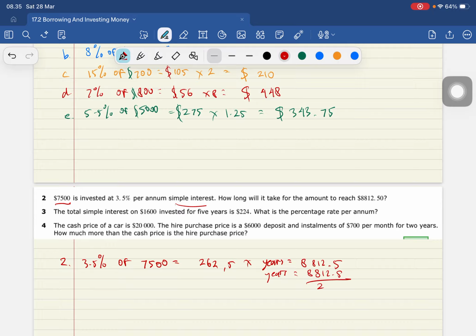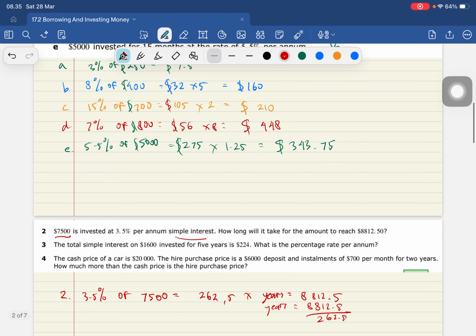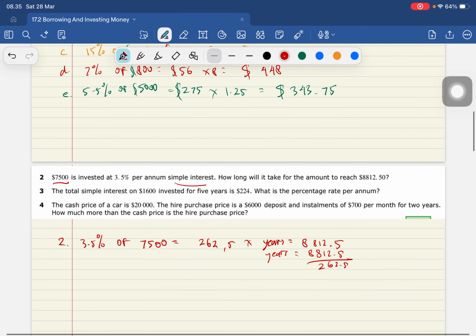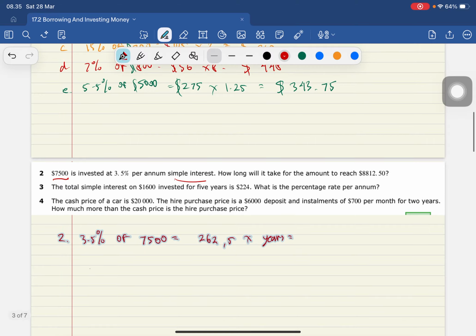To find the years, we divide 8,812.5 by 262.5. But this is the total, so we need to find the difference first: 8,812.5 minus the initial investment of 7,500. It's going to be 1,312.5.